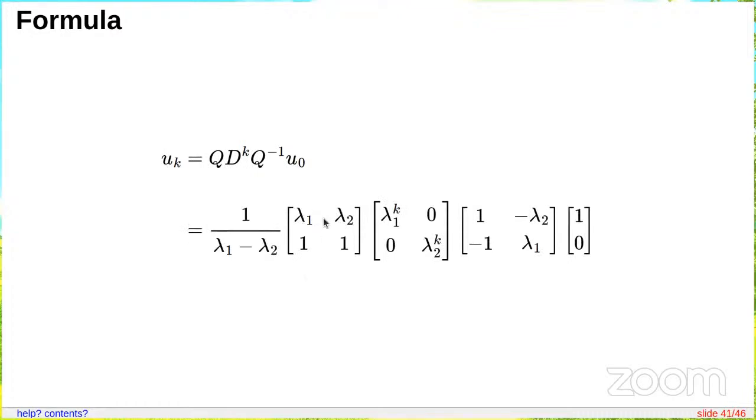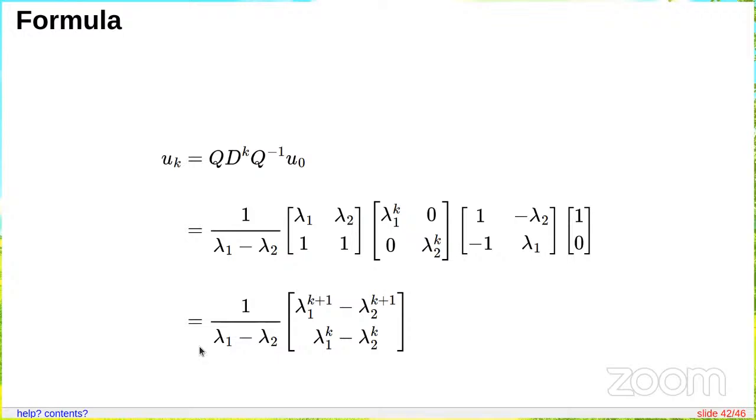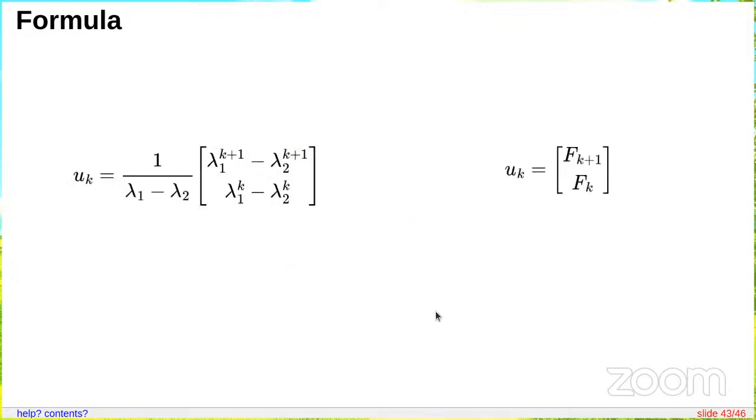So this is Q, lambda 1, 1, lambda 2, 1. This is D power k, lambda 1 power k, lambda 2 power k. This is Q inverse, where I've just taken the constant outside, and this final part is U0, 1 comma 0. If you multiply the whole thing together, it is just plain matrix multiplication, and you end up with this expression for Uk.